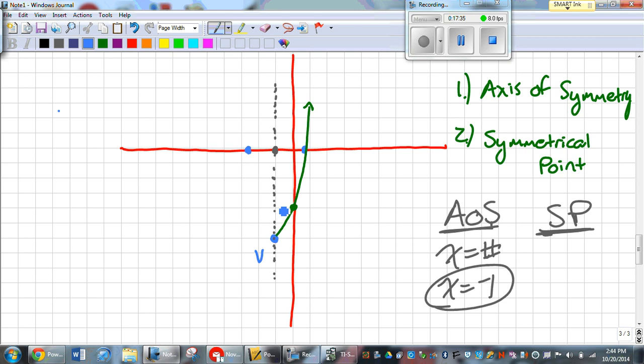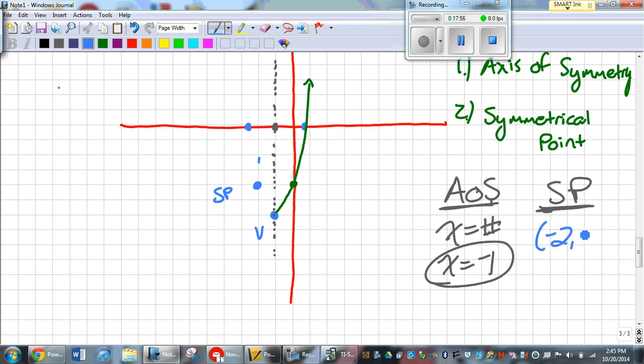That means the other points should also be the same distance. Well, from the y-intercept to the axis, that was 1 spot. So if I go 1 more spot, I find my symmetrical point. And just make sure you write that ordered pair down. It's at -2, -4. Oh, writing the wrong number. -2, -4. So those are our last two. We got our axis of symmetry, and we have our symmetrical point. So now I can finish by drawing in the rest of the parabola.